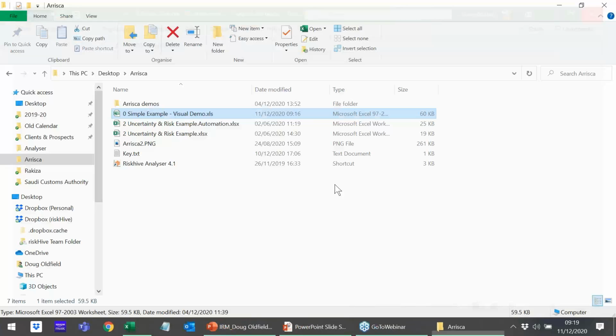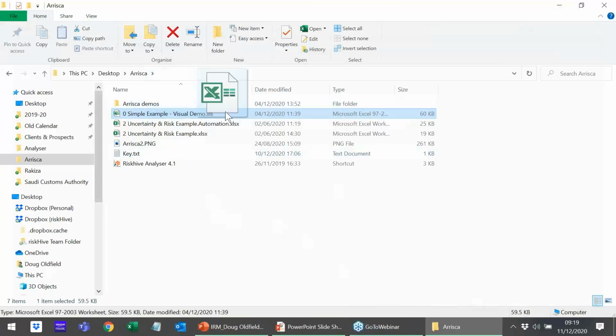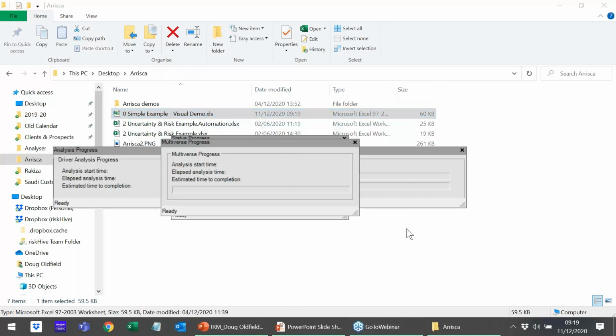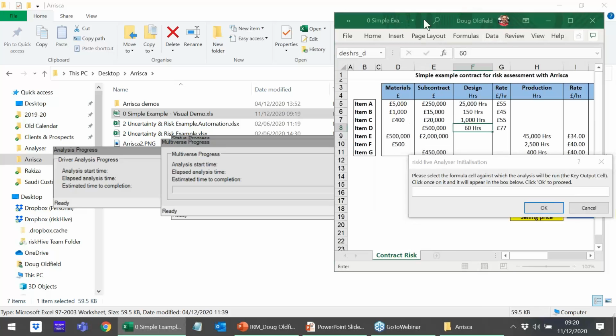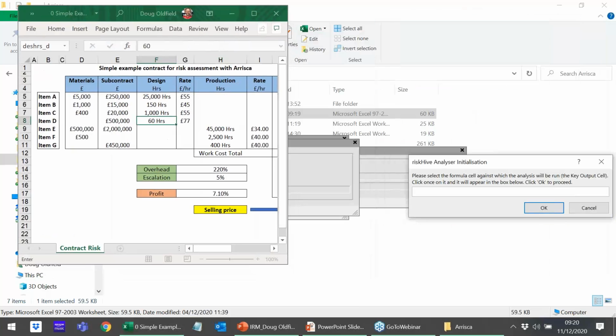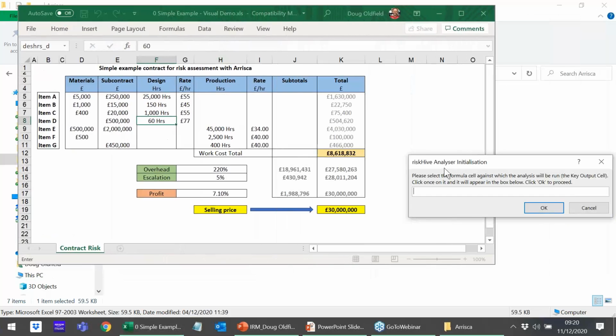So I'm going to close the model down for a second, and then grab the icon and drag it on top of the Ariska analyzer here to get it started up. The first thing it's going to ask me is what's the key metric that I'm interested in. Let me drag stuff over here. When I use GoToMeeting or Teams, everything resizes in an unusual way. But the key metric I'm interested in down here is my selling price or bidding price or budget or whatever you want to call it. As I said, the labels themselves don't matter. It's really the process that's the important thing. I'm selecting that this is my key metric.